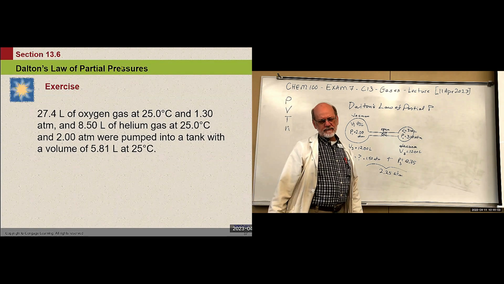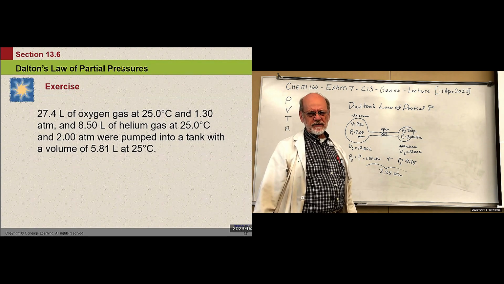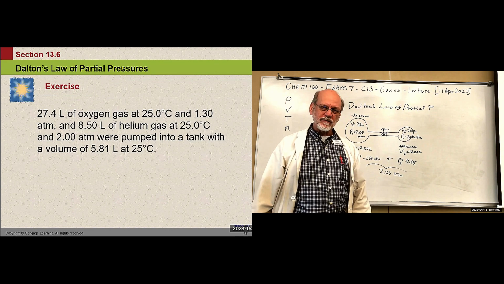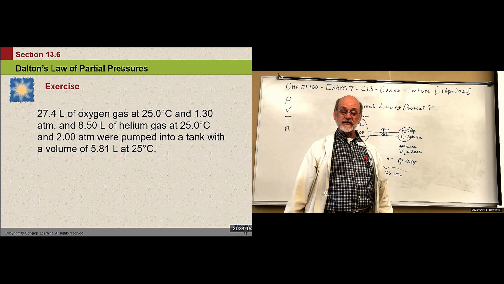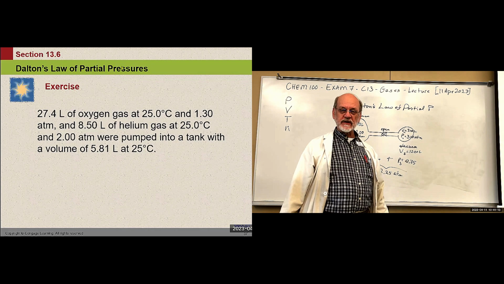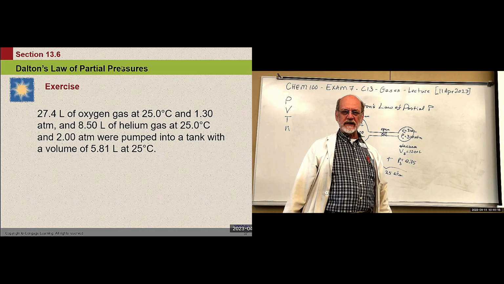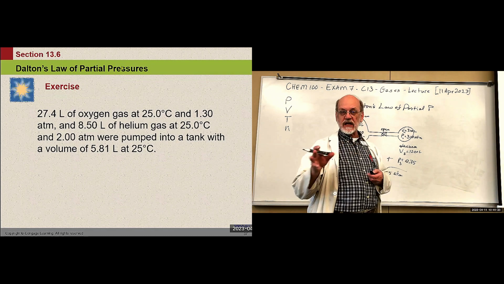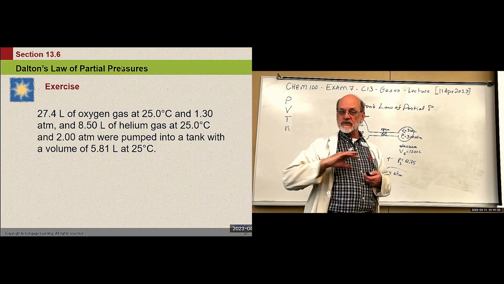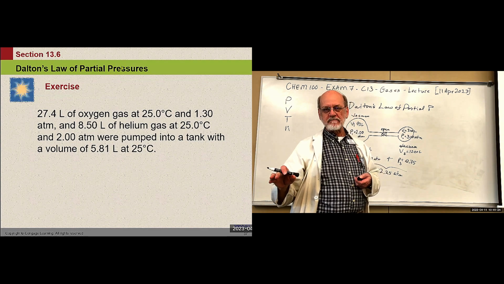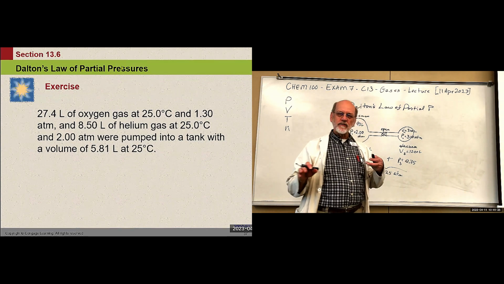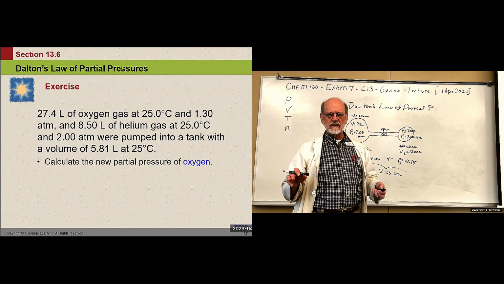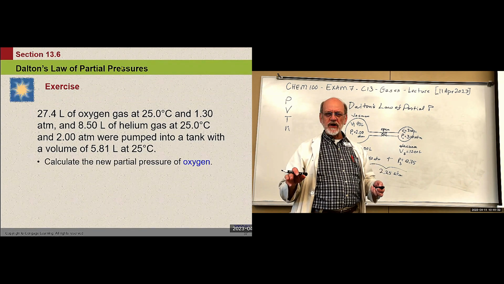Let's see, 27.4 liters of oxygen gas at 25 degrees C and 1.3 atmospheres, and 8.5 liters of helium gas at 25 C and 2 atmospheres were pumped into a tank with a volume of 5.81 liters at 25 degrees. The temperature has not changed at all, so the temperature is not a problem. We have 27.4 liters of oxygen gas. So what's the question? Calculate the new partial pressure of oxygen.